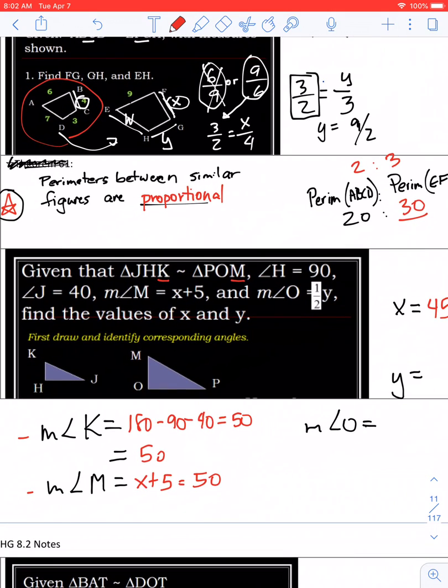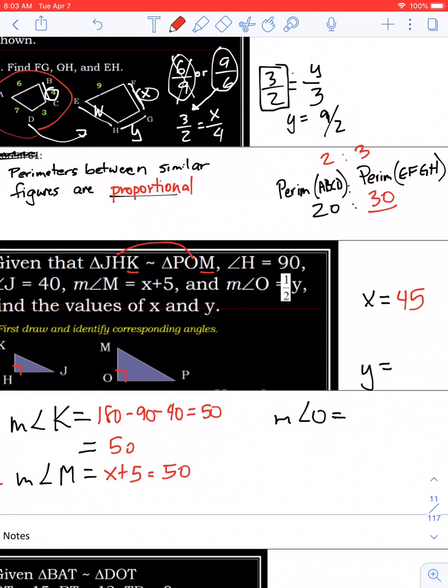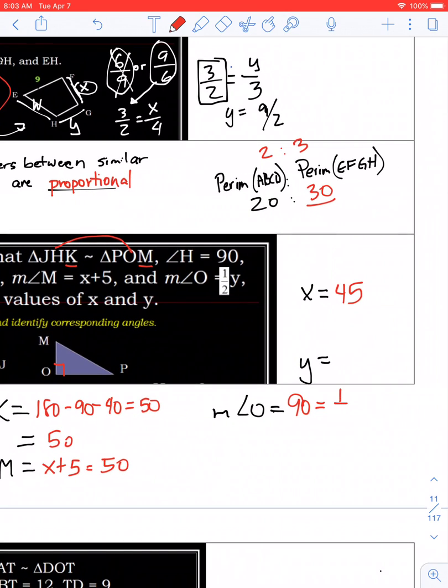Likewise, for y, angle O, we can see it appears to be the right angle, no, it is the right angle because H and O are the corresponding pieces in our statement up there. So angle O must be 90, and that's 1/2 y. And so solving this, we get y to be 180. All right.